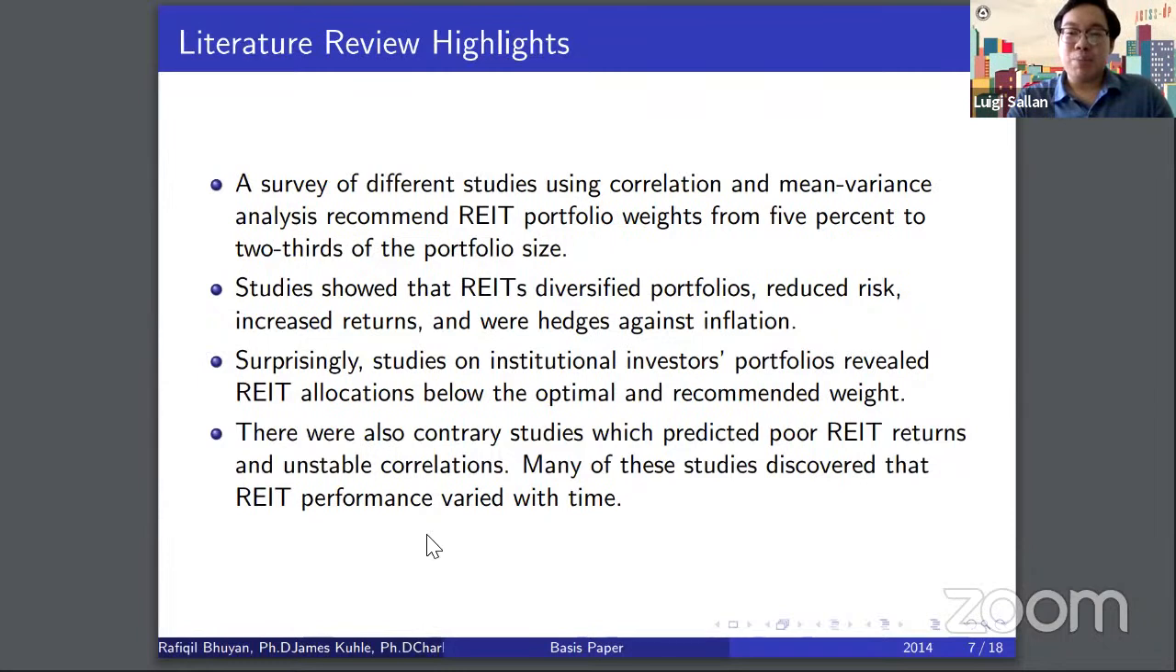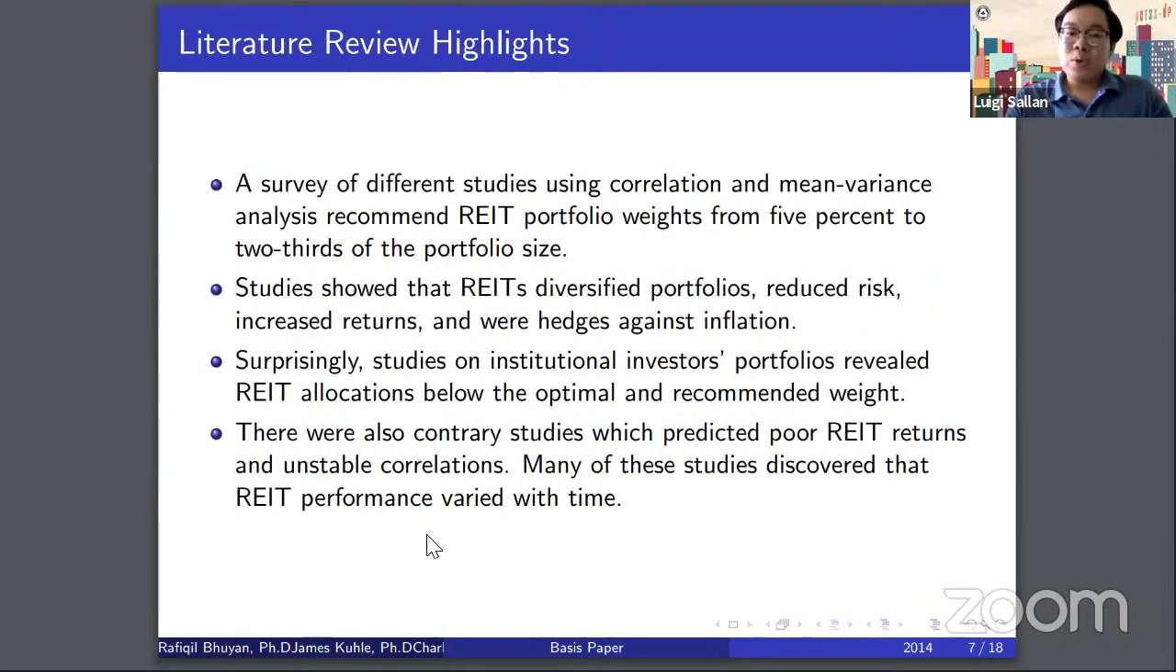So REITs diversify portfolios. That means they have low correlations with other assets. They reduce risk, so they have low standard deviations, volatilities, or variances. They have increased returns, as explained a while ago, and they are hedges against inflation, again, because they are pegged with real estate prices.